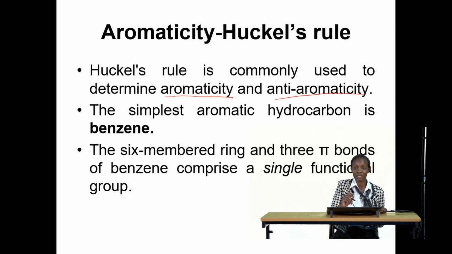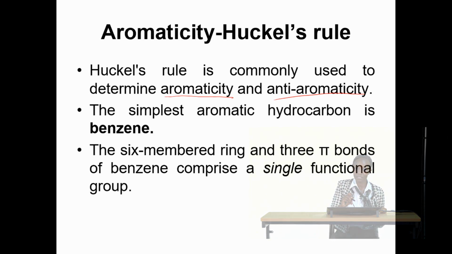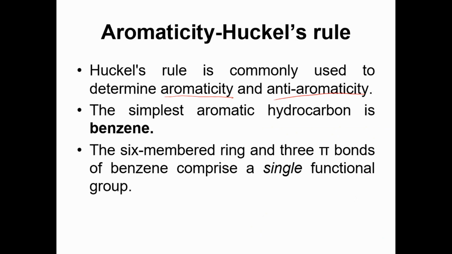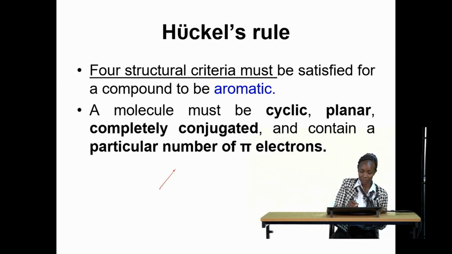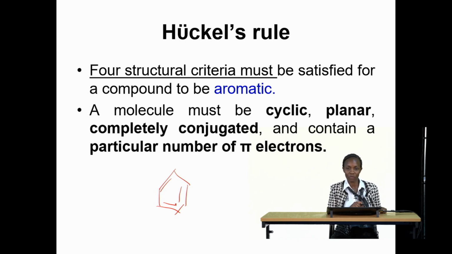Benzene is a 6-membered ring, and it has 3 pi bonds comprising of single and double bonds. So basically, we have a compound like this. This is a benzene compound. That is how a benzene compound looks like.